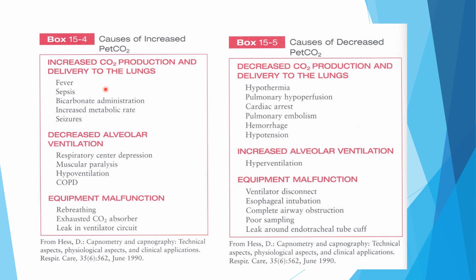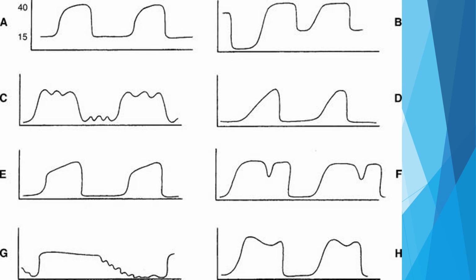Causes that you might see: anything that's going to increase your CO2 production, or ventilator malfunction. And for a decrease, it's anything that's going to cause a decrease in metabolic production, or basically ventilators not hooked up, introduction of atmospheric gas, bad sampling, airway obstruction, not being in the airway, disconnect, and then your exhausted CO2 absorber. That's if you're using a closed system ventilator where somebody ends up rebreathing gas. And here's a couple of examples of things that you may be seeing.